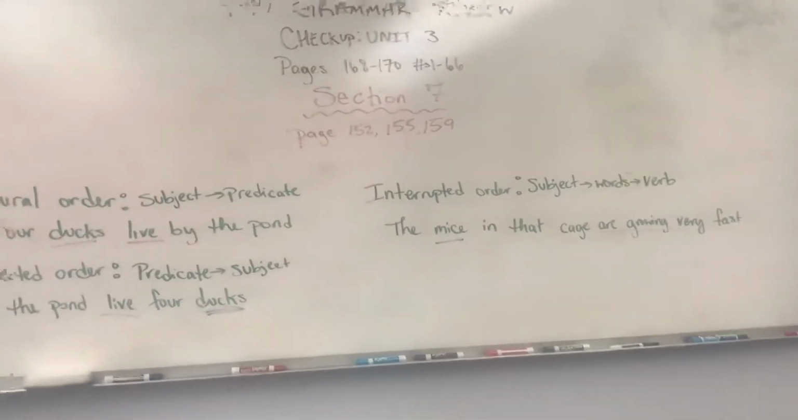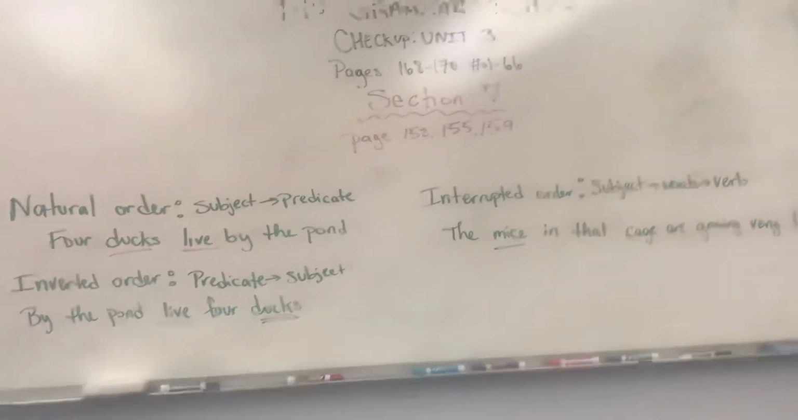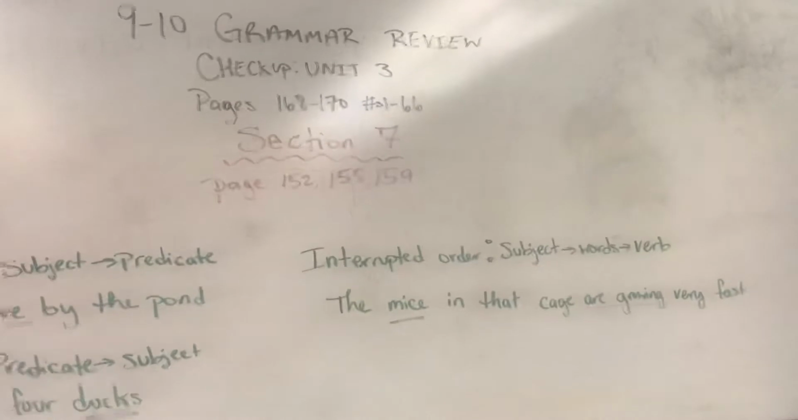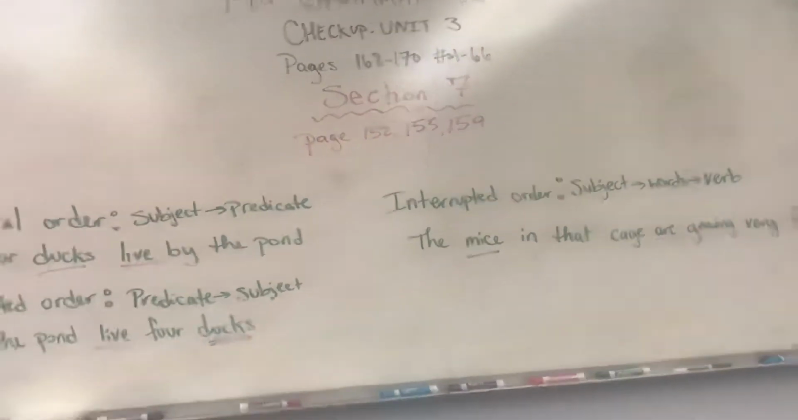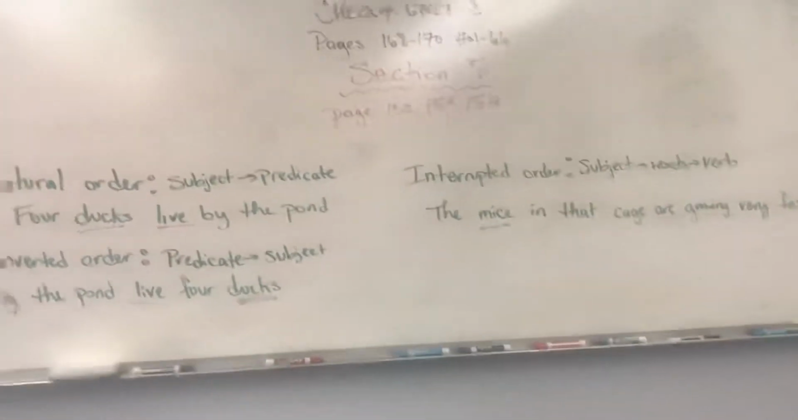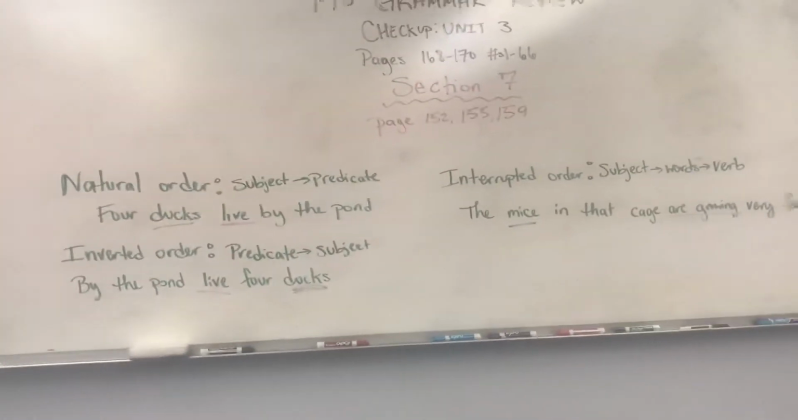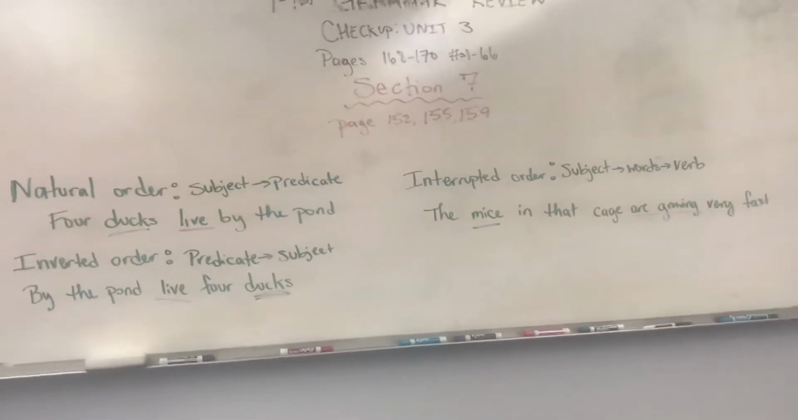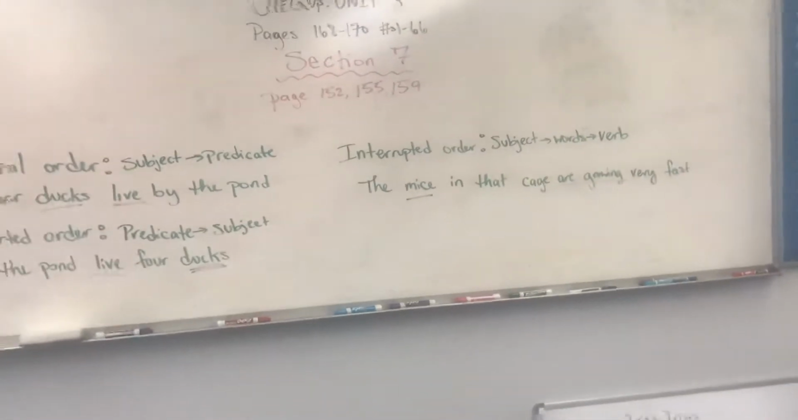I didn't give definitions for all of the pages, 152, 155, and 159. These definitions are just from 159. This is working with the inverted and interrupted order. But this is just to help us understand that the subject can be anywhere in the sentence. We really have to have a clear understanding of the function of every single word in a sentence in order to correctly identify the proper verb.